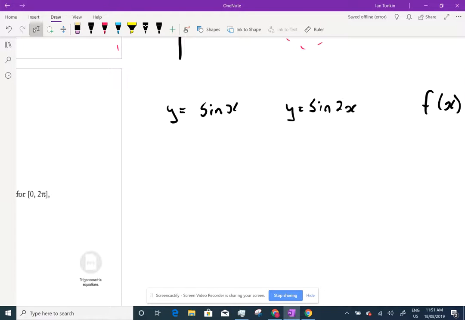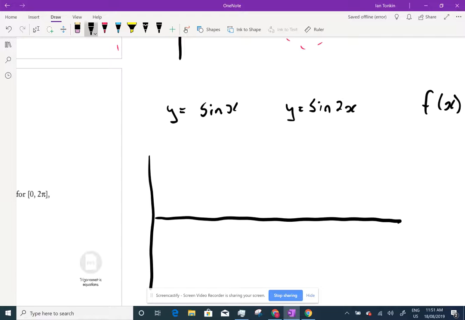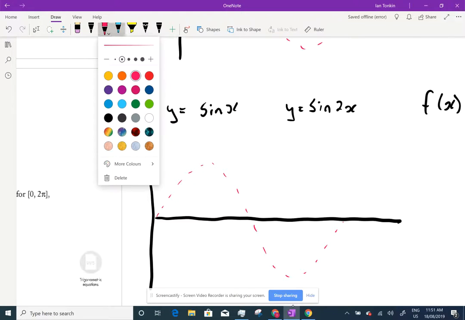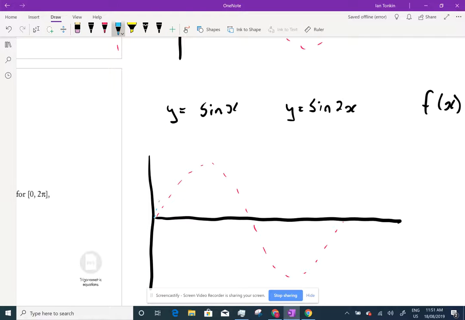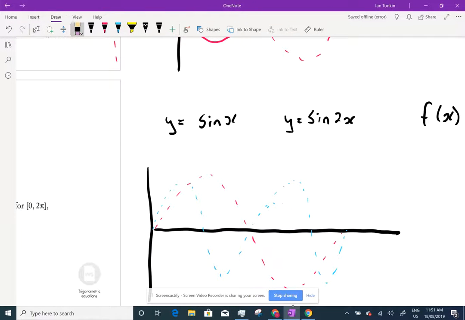Okay, and we've got to do them on the same sketch. So I'm going to draw a pretty big one. And I'm going to use a bit of colour, and I'm going to dot. So here's sine x. Now sine 2x gives me 2. So I'm going to dot it, and I get 2 of these. I get 2 of them in there. And it probably needs to be a bit better.